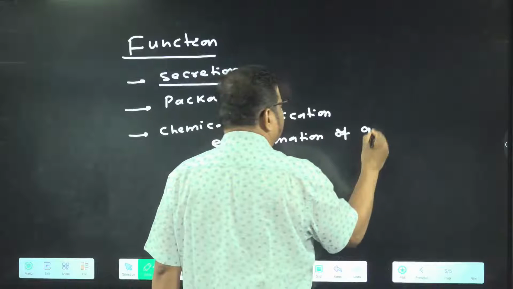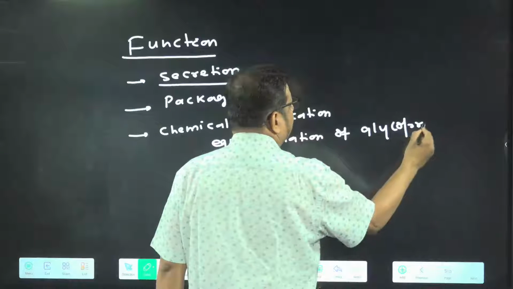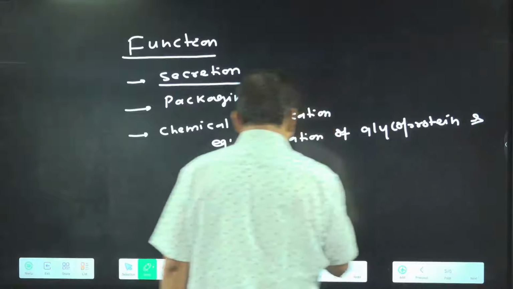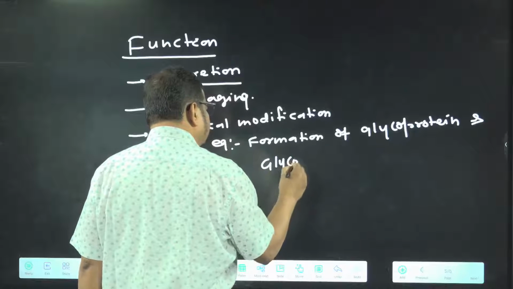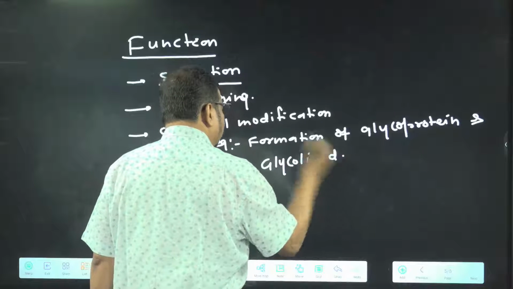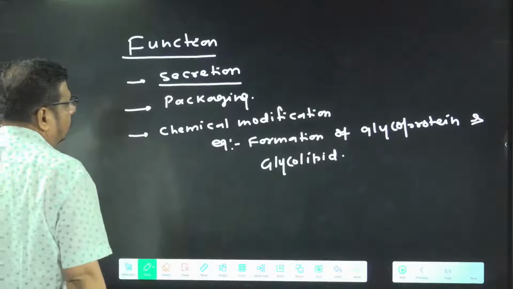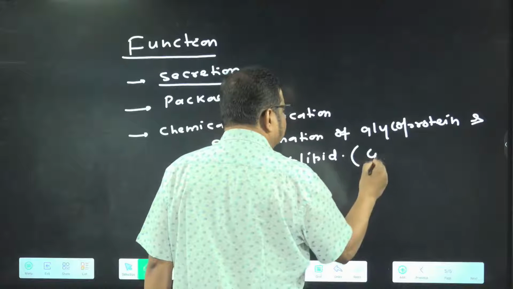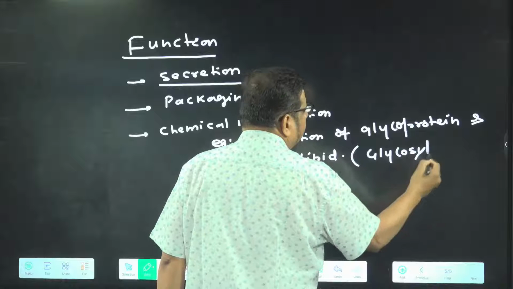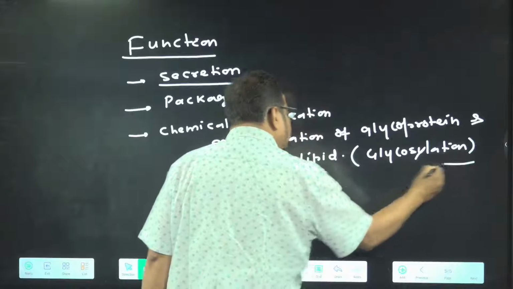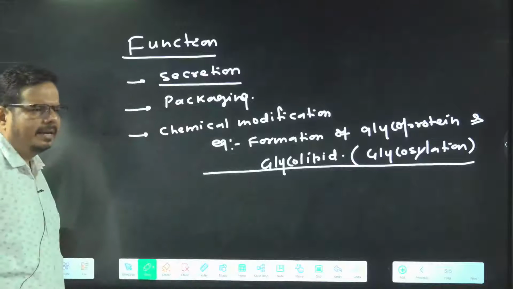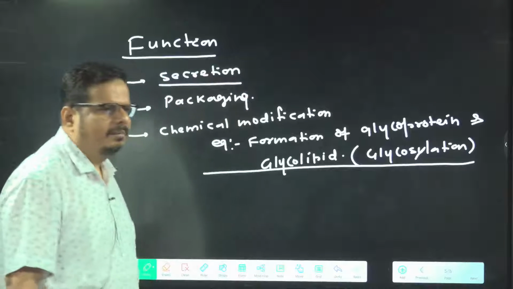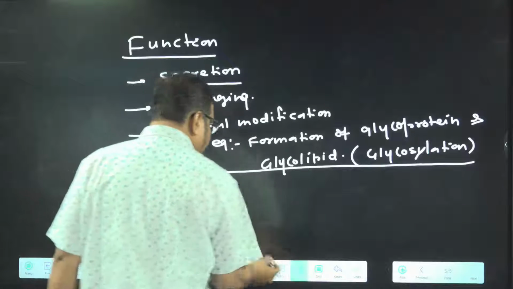Formation of glycoprotein, protein joined with carbohydrate. Who is forming? Glycoprotein and glycolipid. When carbohydrate joined with lipid, it is called glycolipid. This chemical modification is occurring in which one? Golgi body. And these things are called what basically? Glycosylation. So about glycosylation, which cell organelle is written in NCERT? I already told it is written what? Golgi body, but it also occurs in endoplasmic reticulum. Able to understand?